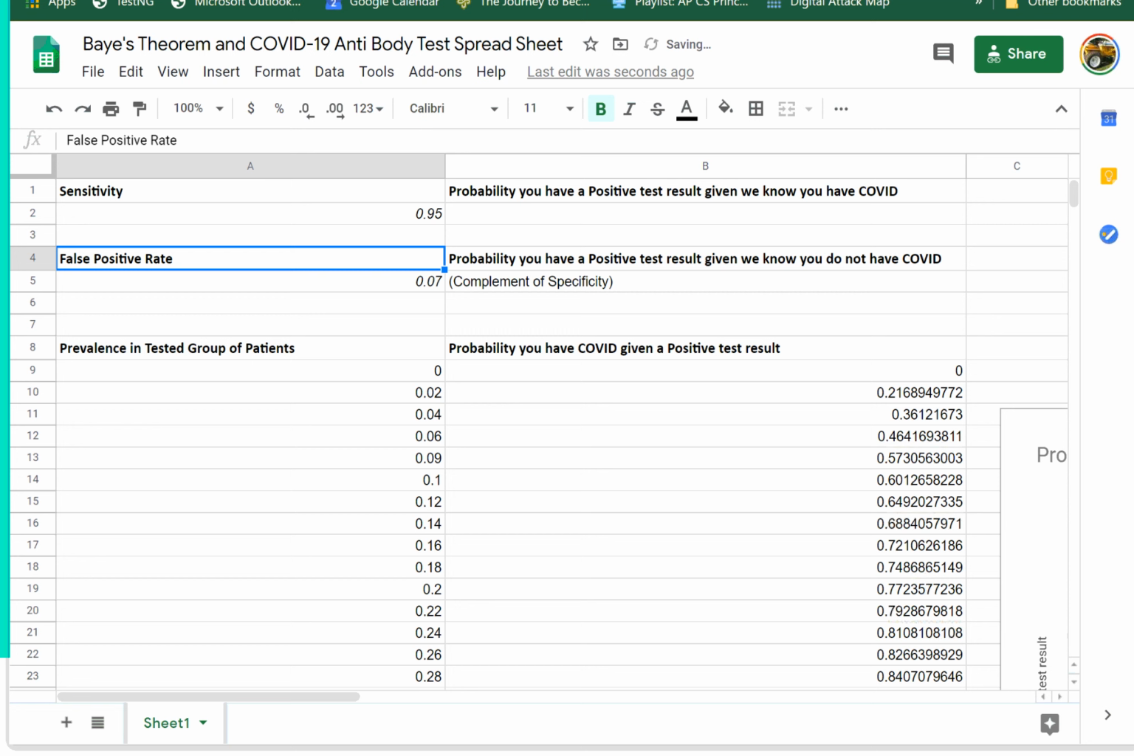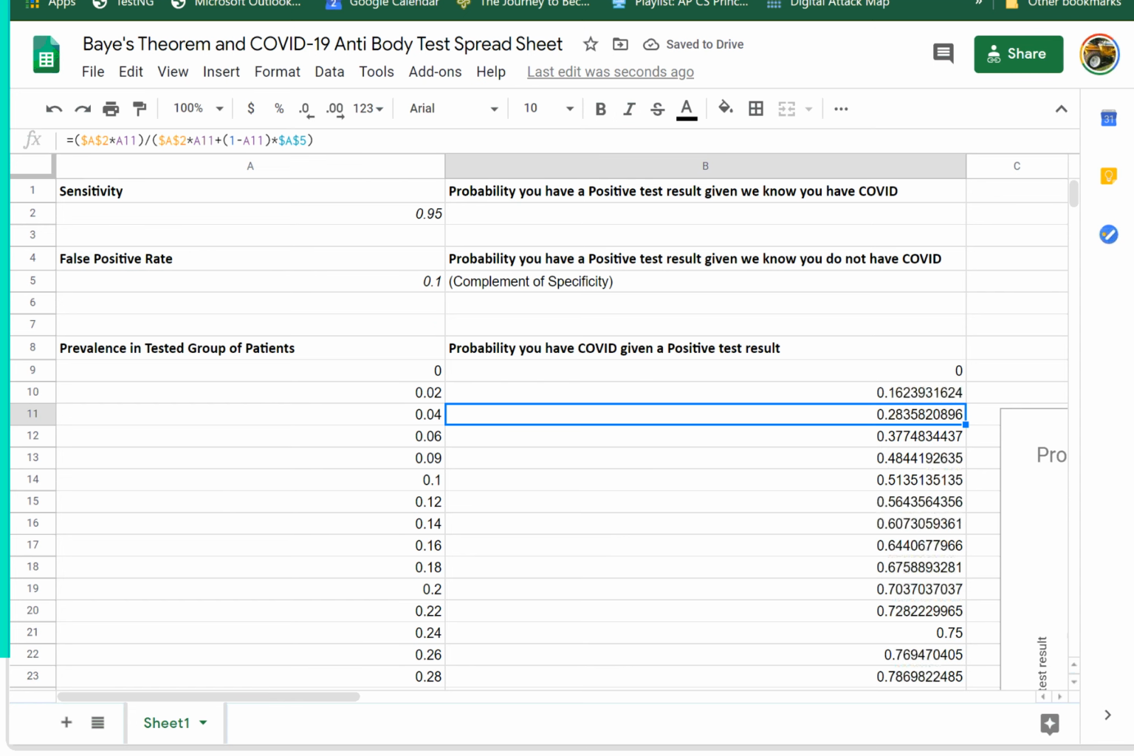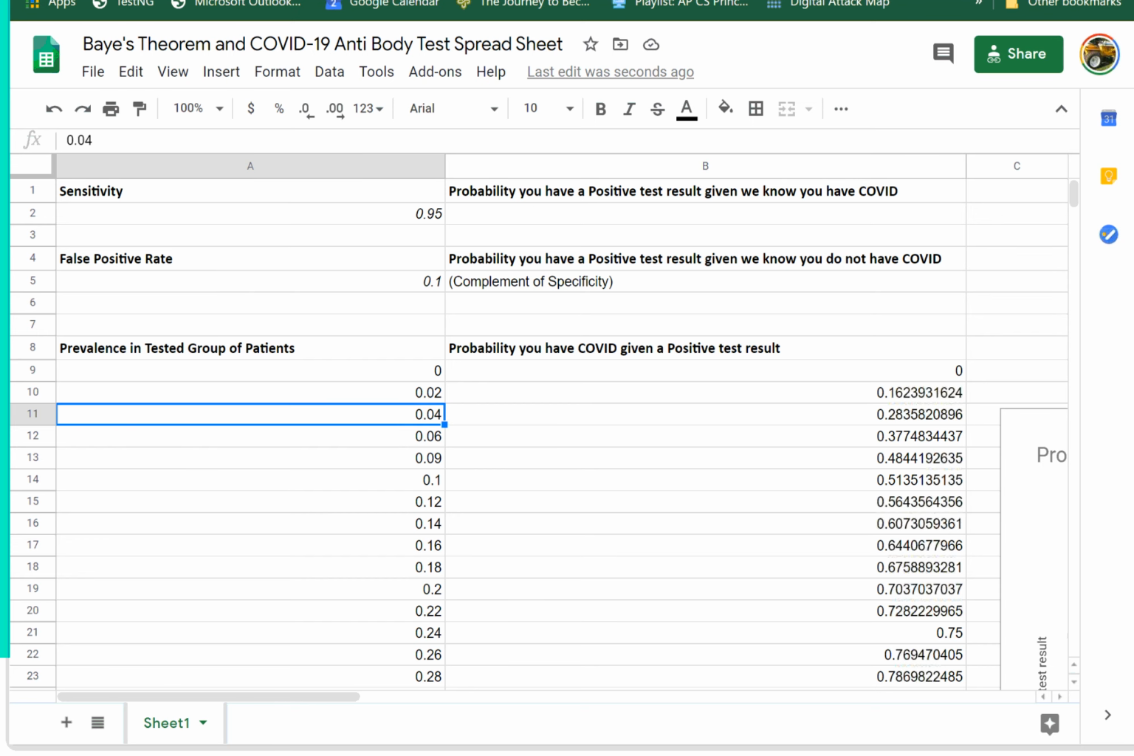And the lowest specificity that we had was around 90%, which means you have a false positive rate around 10%. So let's say we do 0.10, right? And we'll hit enter now. And if we go down to 4%, that number, it's dropped all the way to 28. So it might be the case that the false positive rate going up or specificity going down has an even stronger effect on this probability we really want, right?